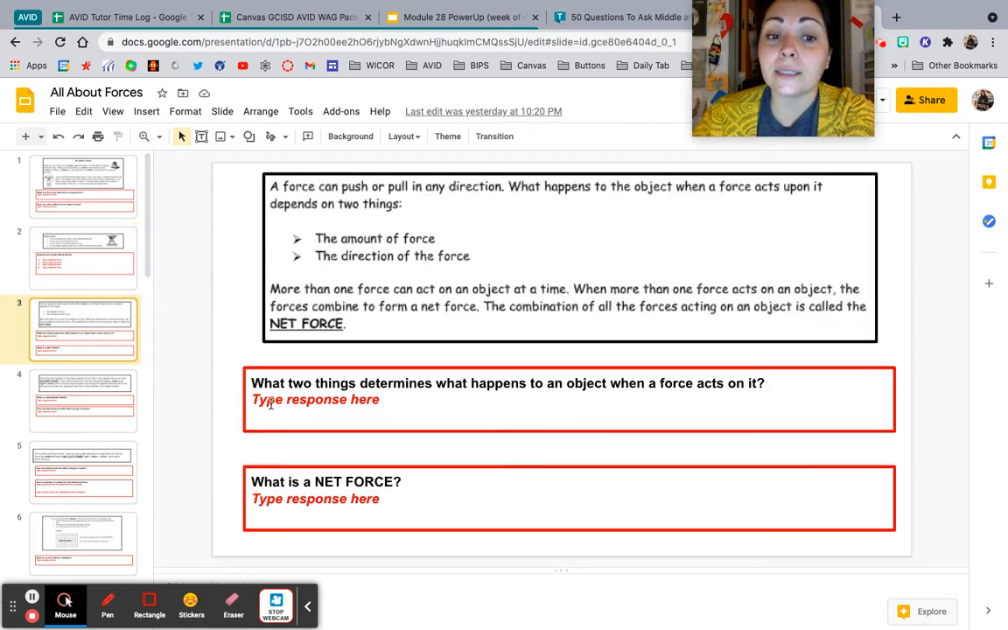Number 3, you're going to read this info and tell me what are two things that determine what happens to an object if a force acts on it. So it says what happens to an object when a force acts on it, and it has the two things here. So rephrase them. And then tell me what is a net force, which can be found right here.